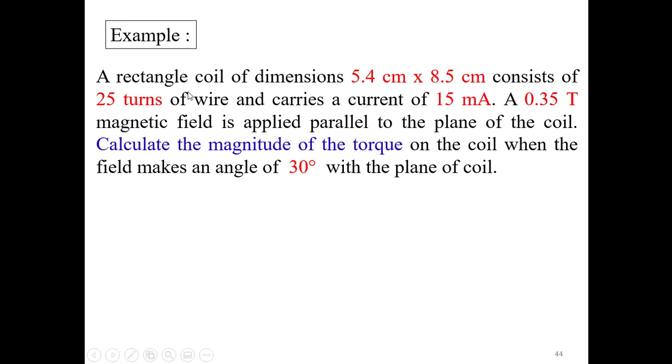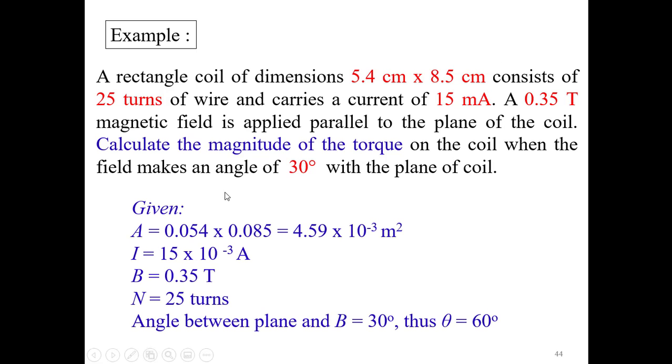A rectangle coil of dimension 4.4 cm times 8.5 cm consists of 25 turns of wire and carries a current of 15 milliampere. A 0.35 Tesla magnetic field is applied parallel to the plane of the coil. Calculate the magnitude of the torque on the coil when the field makes an angle of 30 degrees with the plane of the coil. Okay.